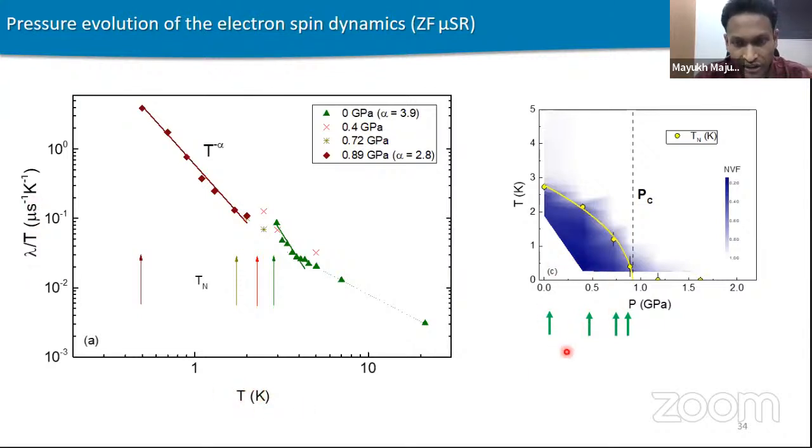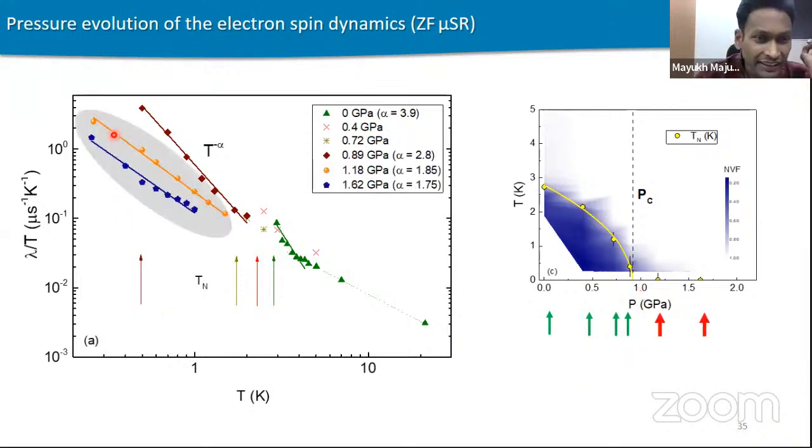We are now still considering the regime where we have the long range magnetic ordering. So we see this divergence of lambda over T towards the long range magnetic ordering temperature. Now let us see the pressure regime where you have no long range magnetic ordering, that is above the quantum critical point. What you can see is that even at a pressure of 1.62 GPa, which is 1.75 times higher than the quantum critical pressure, you see some critical divergence of this lambda over T.